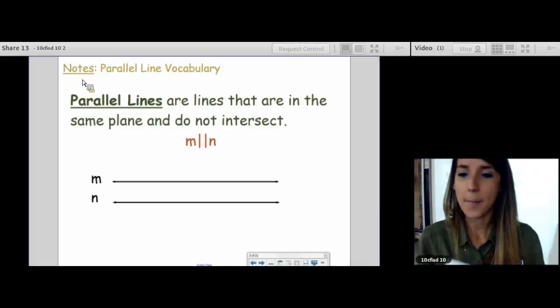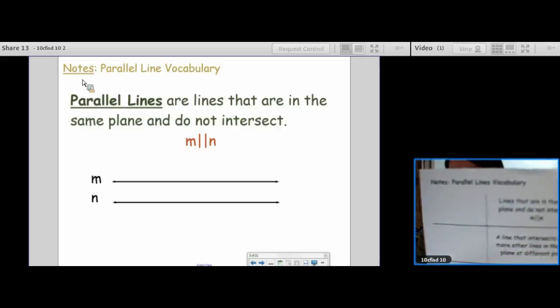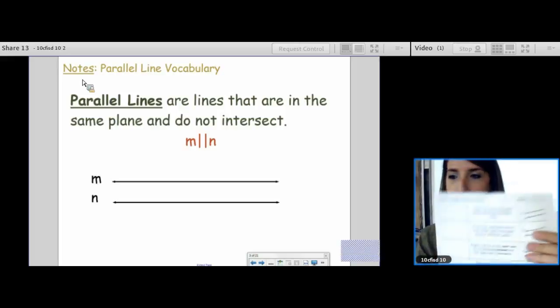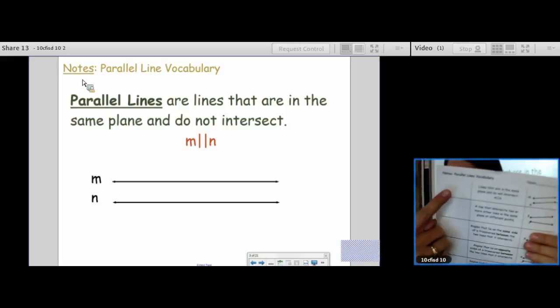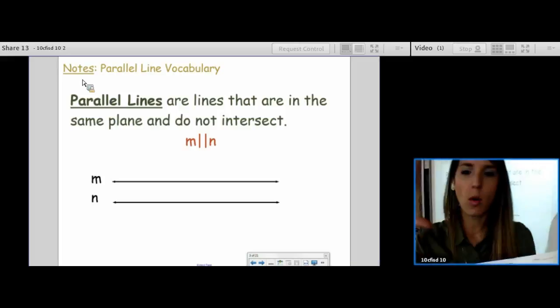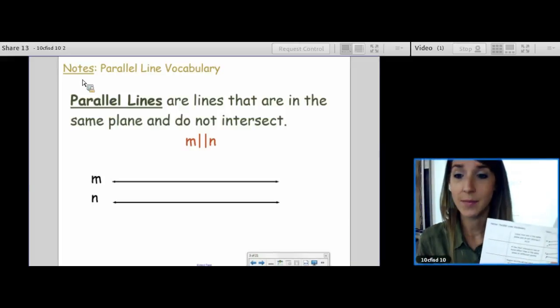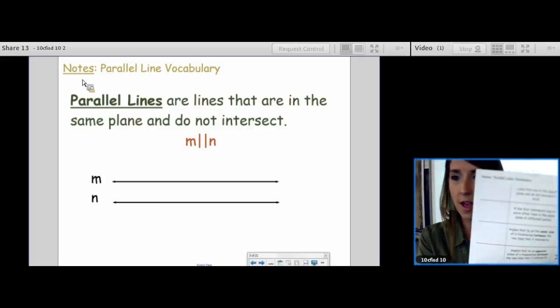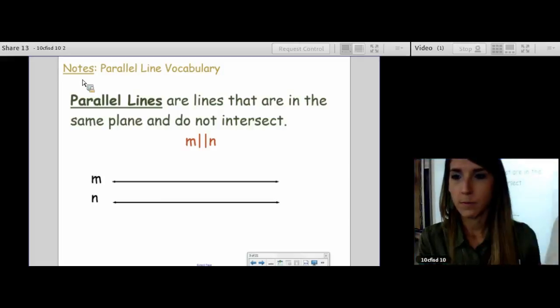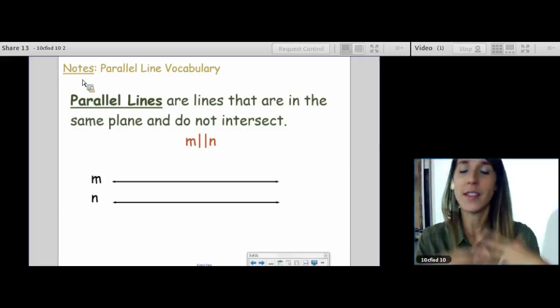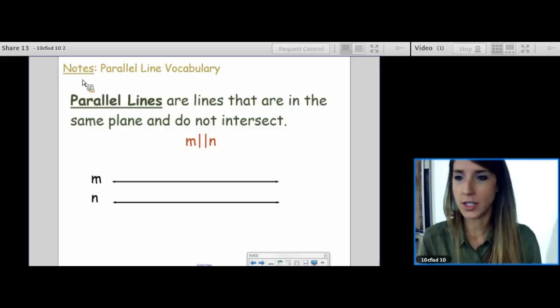Okay, the first word on your vocab page is an old word. I want you to write parallel lines. And if you have markers or something bold, some colored pencils or highlighters, I want you to write it in that. So parallel lines. We remember these as lines that are coplanar. They're in the same plane, but they do not intersect.